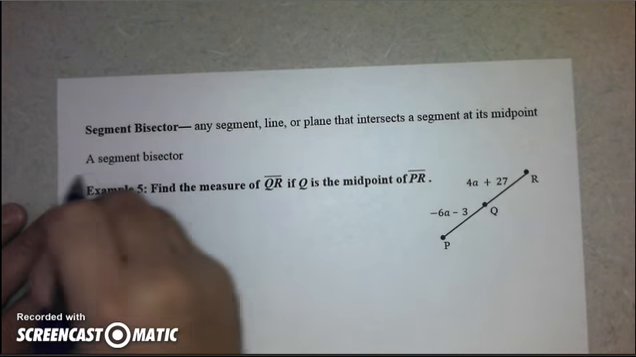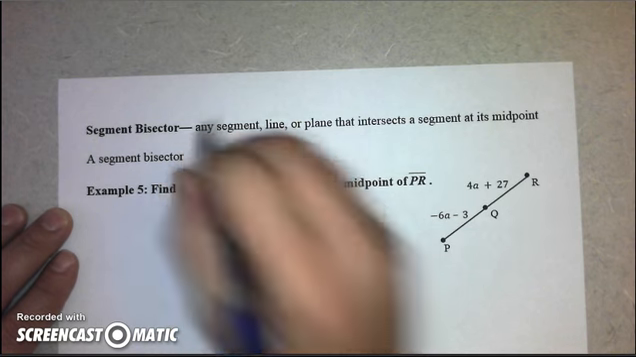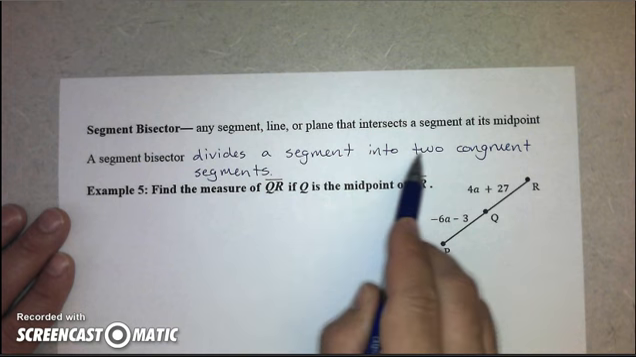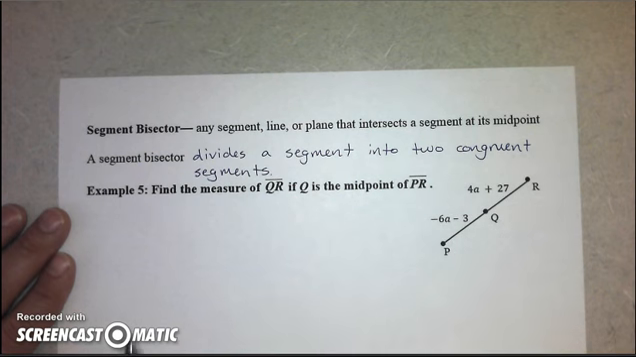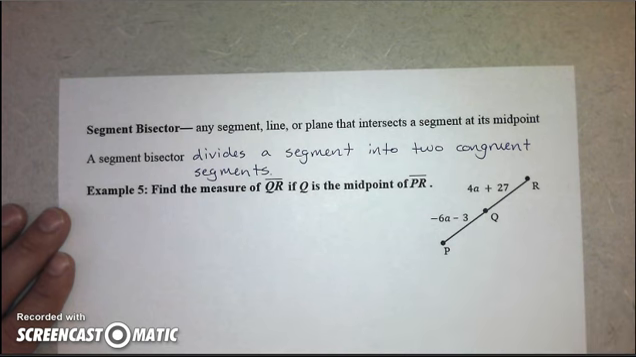Here's what I want you to write after the phrase a segment bisector. I want you to fill this in. A segment bisector divides a segment into two congruent segments. So a segment bisector will always take this segment and cut it in half, essentially dividing it into two congruent segments.